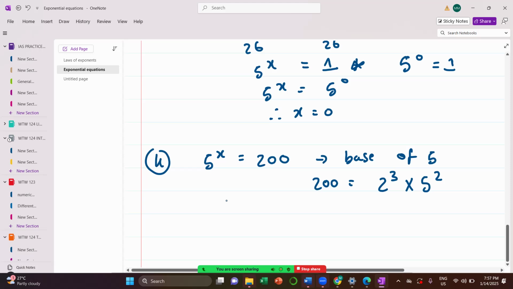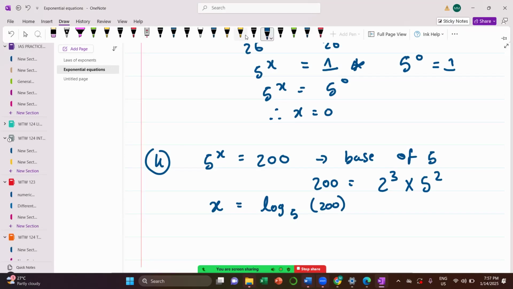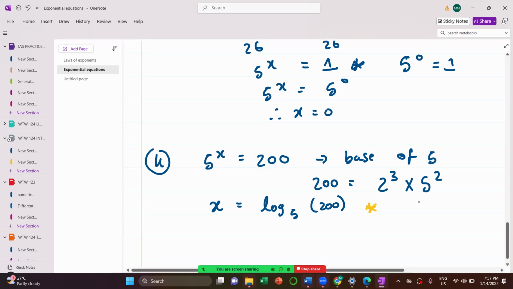So this is whereby now this x can actually be determined by saying x is equal to the log of base 5 of the constant 200. But this, guys, this is something for grade 12. So you do not have to use log to calculate the value of x. It's just outside of your scope. So you do not have to learn how to do something like this.